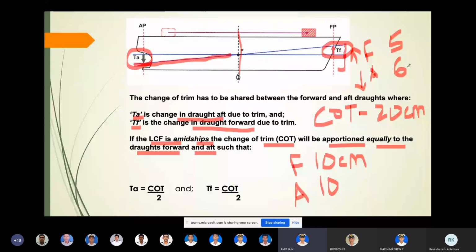For forward 5.1, and then aft it will be 5.9. Okay, very good. So when I distribute 10 centimeters equally, why am I increasing my forward draft? Because my weight is shifted from aft to forward, so my forward draft will increase. I didn't know how much it will increase, so I distributed equally. Now I know how much to increase. So my draft will become forward 5.10 and aft, I will subtract, it will become 5.90.